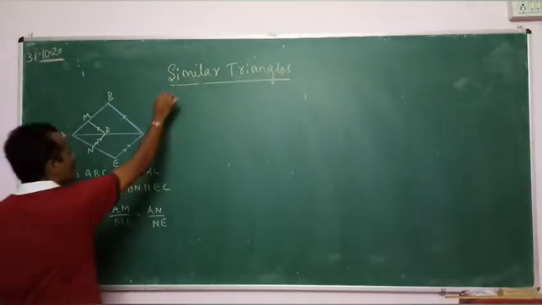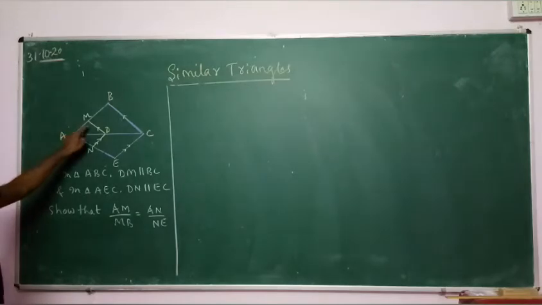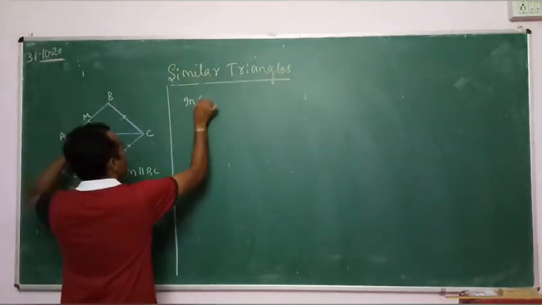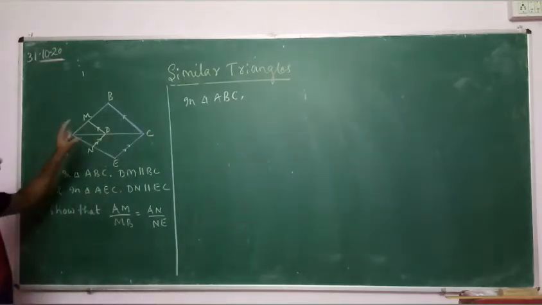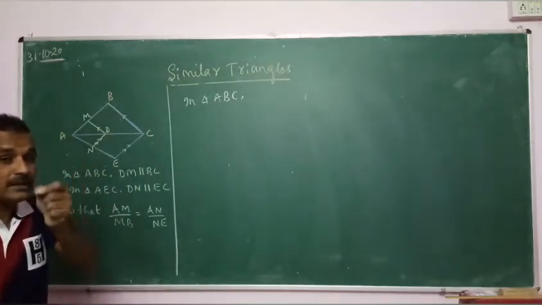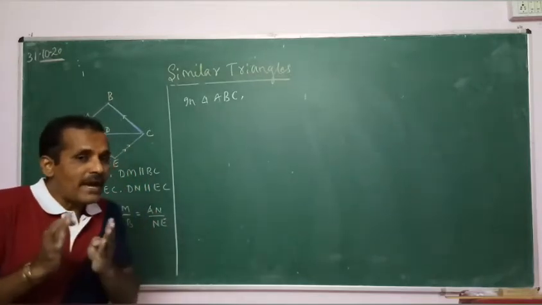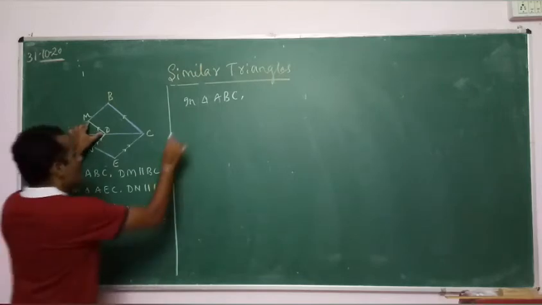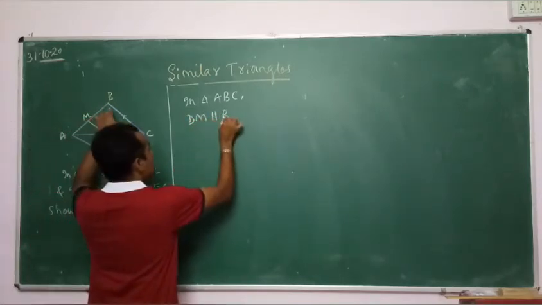How to start? Very simple. First let me take this triangle. In triangle ABC, I have to write the parallel side first, because once I write the parallel, only then can I use the BPT. पहले मुझे parallel को लिख लेना पड़ेगा. DM is parallel to BC. तो given it.